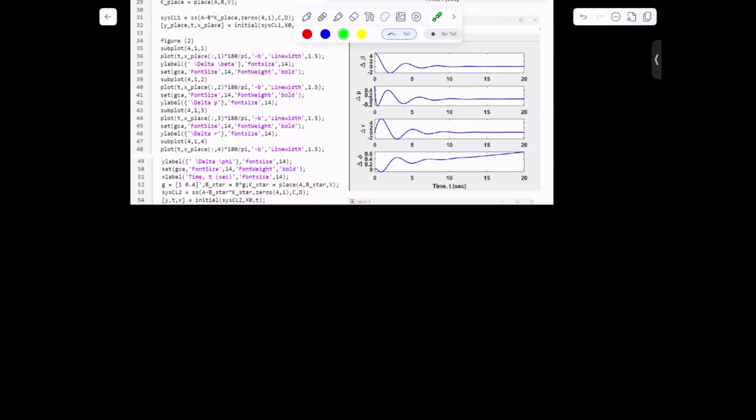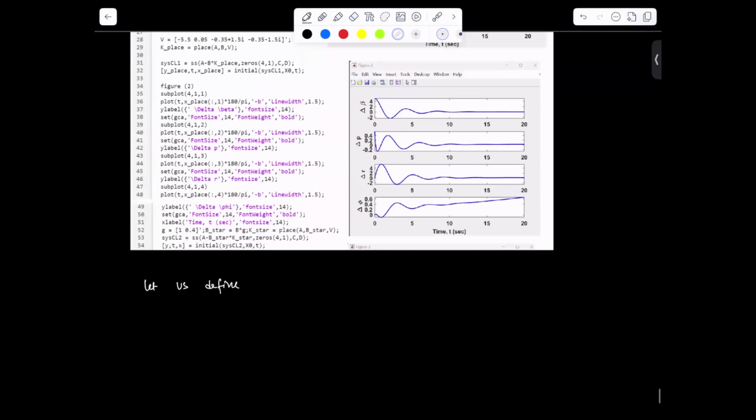So here we are defining, let us define. You can try this code in your MATLAB command window, and you can see the response. I request you please do it so that you can understand how to write the code. This is nothing but an autopilot. We are designing the autopilot for the system, right?